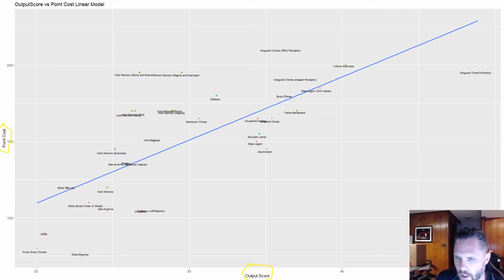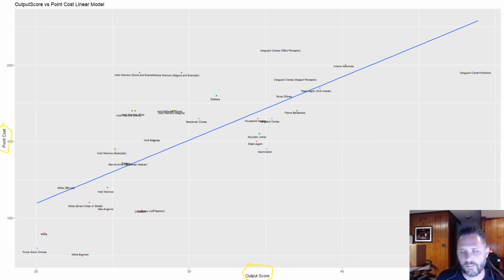So if I am tuning my list, what am I looking for? Well, if you look at this slide, you're looking for units that fall under that line, or units that are on the line, or maybe slightly above that line. This also shows you the ones that are really bad. The ones that are way above the line are choices where I'm paying too many points for the outputs that I can give them.